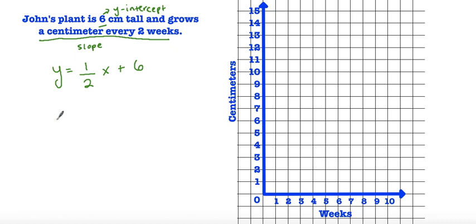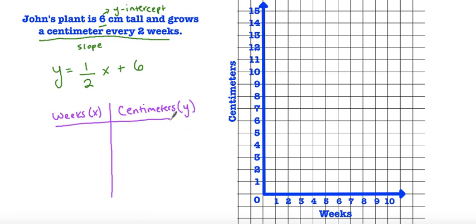So if we made a table, we would have our x value as our weeks, and then centimeters as our y. And so here we'd write the number of weeks. And before any weeks have gone by, our plant is 6 centimeters.